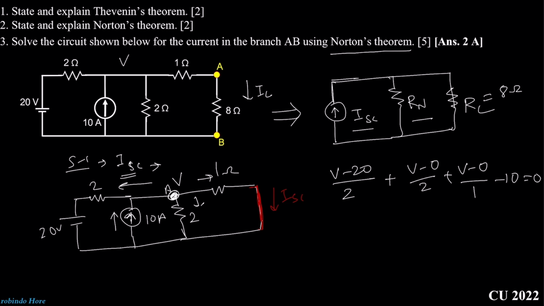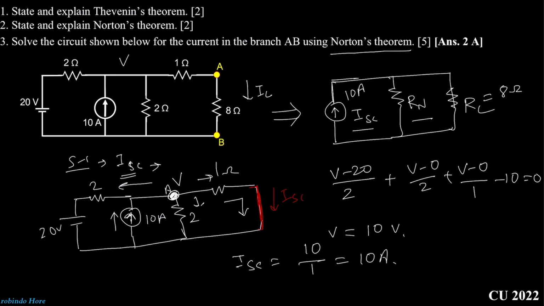If we solve this equation, then we will get V equal to 10 volt. Here the voltage is 10 volt. That means this current ISC will be how much? ISC will be 10 divided by 1 ohm, equal to 10 ampere. So we already got the value of ISC: 10 ampere.